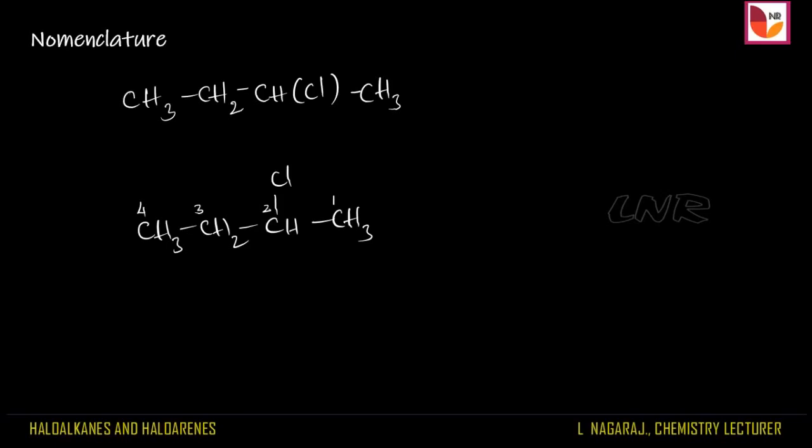Here there is one more prefix, that is sec, attached to the secondary carbon atom. Secondary carbon means the halogen attached carbon is attached to two more carbon atoms. It is to be represented as secondary. Or the halogen attached carbon contains only one hydrogen, it is also to be called as secondary carbon. Hence the molecule is to be represented as secondary.